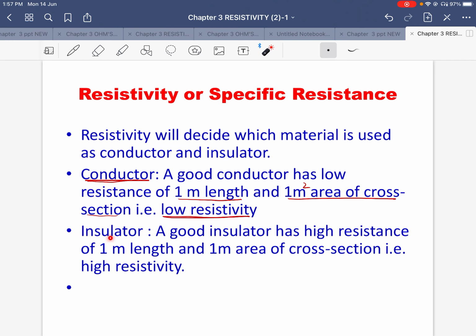Secondly, for insulator, a good insulator has high resistance of 1 meter length and 1 meter square area of cross section, that is resistivity is high. Resistivity high means this material has high resistance of 1 meter length and 1 meter square area of cross section, so that will act as a good insulator. So in this way, with the help of resistivity, we can decide which material will act as a good conductor or good insulator.